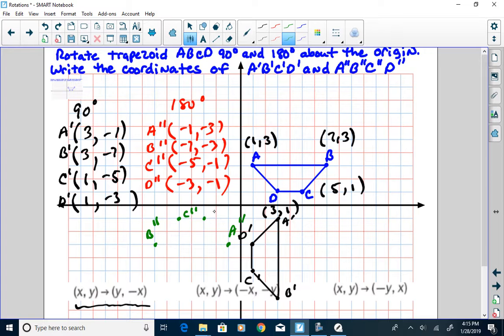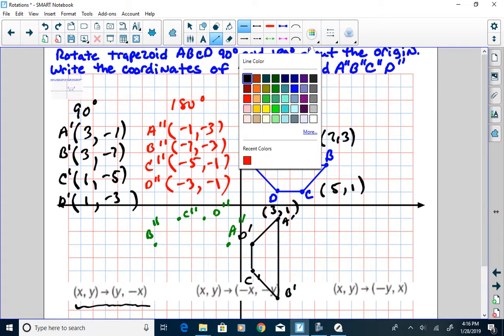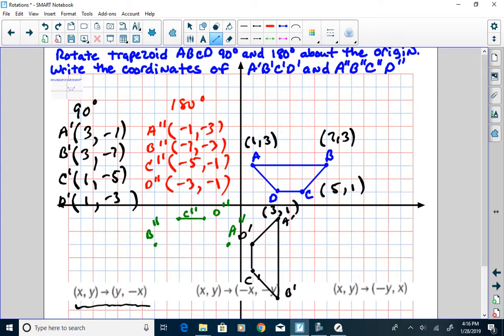Right, negative 3, negative 1. My D double prime. Connect those points in a straight path. Make those green. So we're going to be here, here, here, and here. We do notice that with the 180-degree rotation we go from quadrant 1 to quadrant 3, and with the 90-degree clockwise rotation we go from quadrant 1 to quadrant 4.